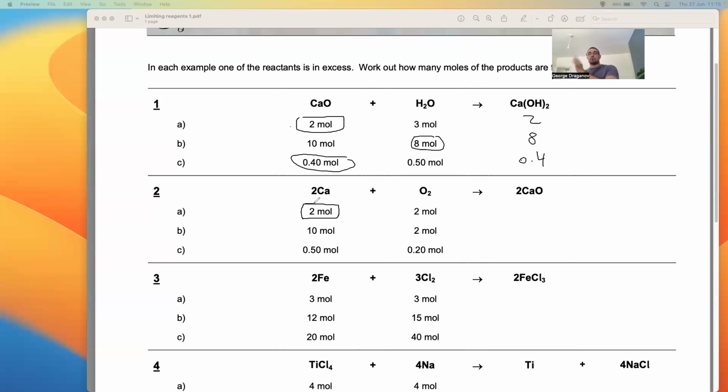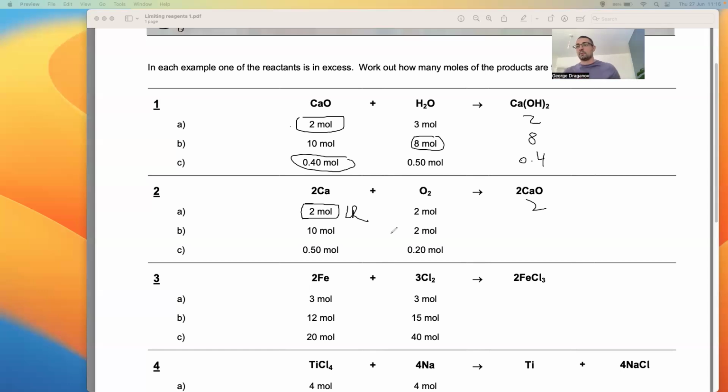So I went from left to right when I looked at this. You could also look at it from right to left. So we have 1 to 2. So 2 should go to 4. However, this is only 2. So this is the limiting reactant. Now the product has a ratio, so 2 to 2, so 2 goes to 2. That's how much product you can get.